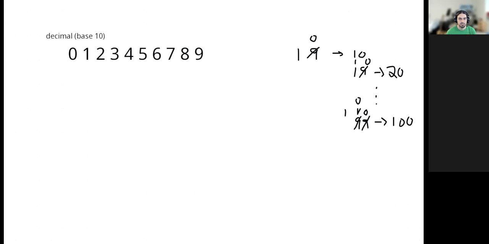Now, let's talk about another kind of base. And by the way, we have 10 fingers, so that justifies us having that, okay?